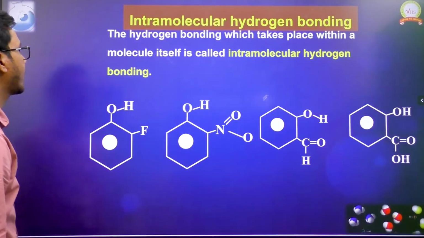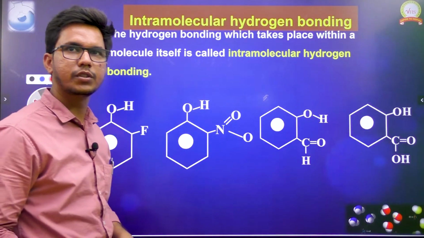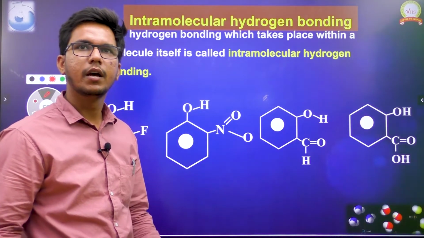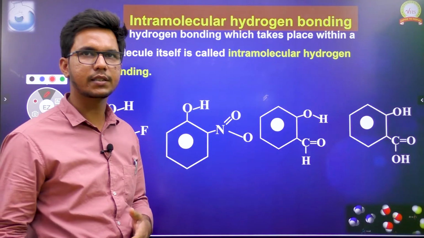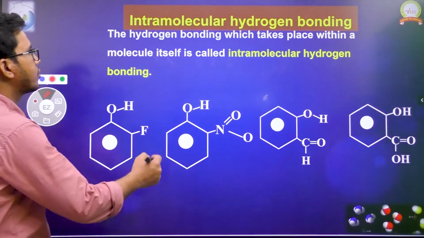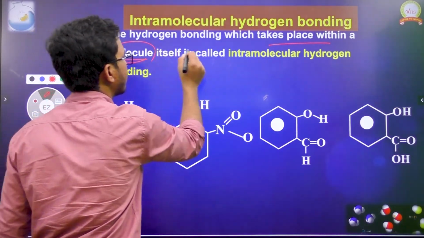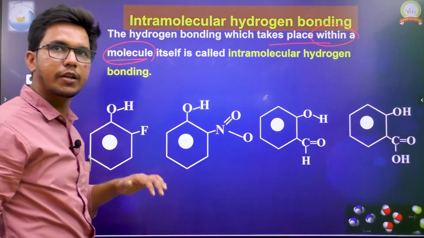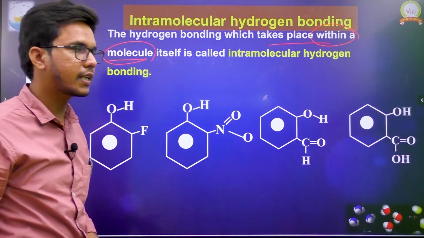As we have already discussed, hydrogen bondings are classified into 2 types: intermolecular hydrogen bonding and intramolecular hydrogen bonding. The first one, intermolecular hydrogen bonding and its applications, we have discussed. Let us get into intramolecular hydrogen bonding: the hydrogen bonding which takes place within a molecule. If hydrogen bonding takes place within the molecule, those hydrogen bondings are nothing but intramolecular hydrogen bonding.